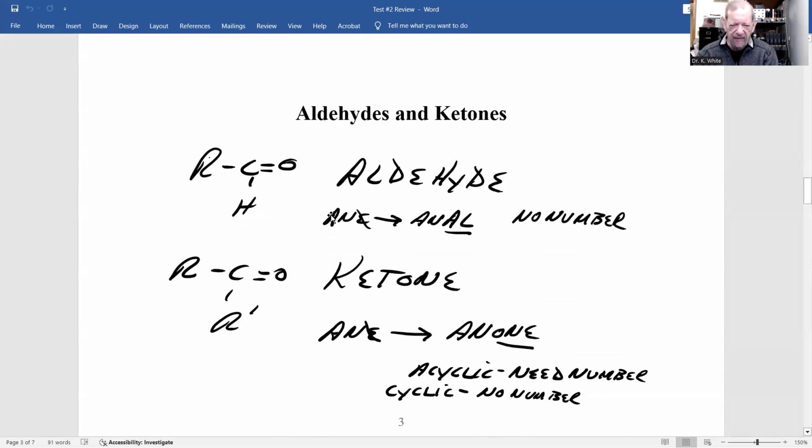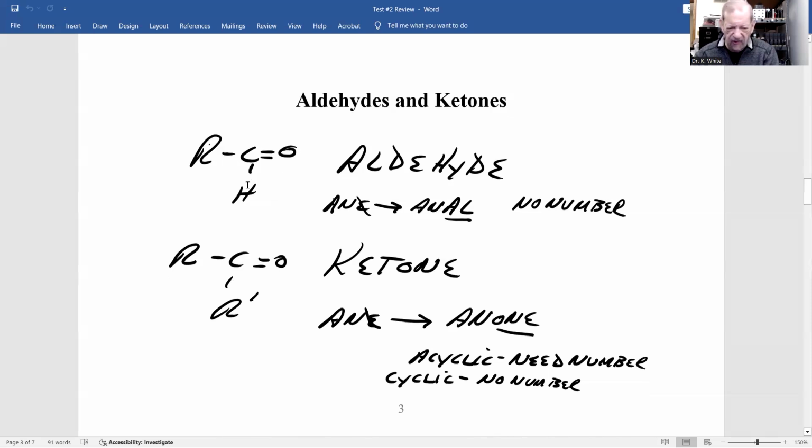How do you name it? Find the longest chain with the carbon double bonded to oxygen. Name it as an alkane. Drop the E, add AL. No number, because the carbon double bonded to oxygen is number 1.